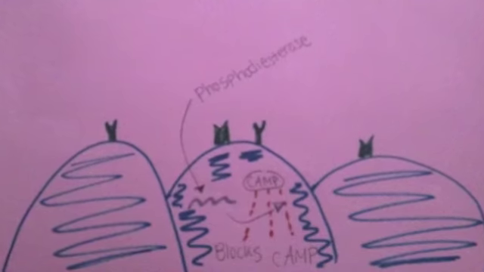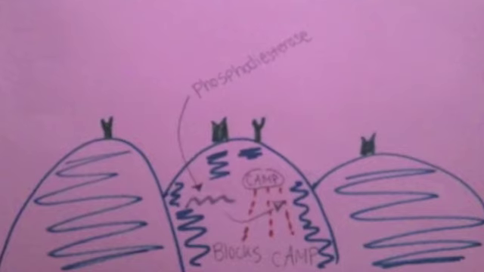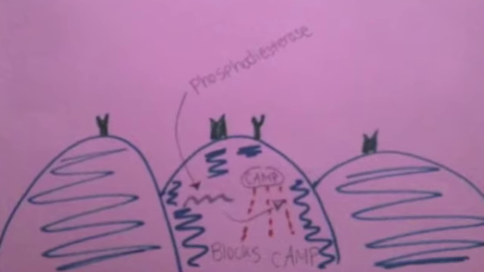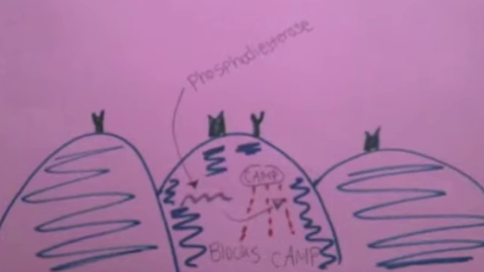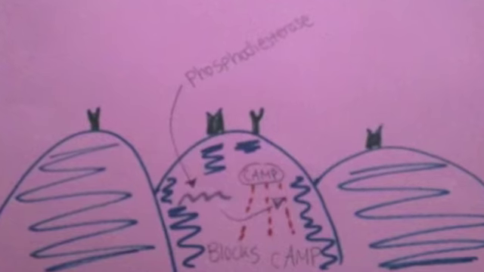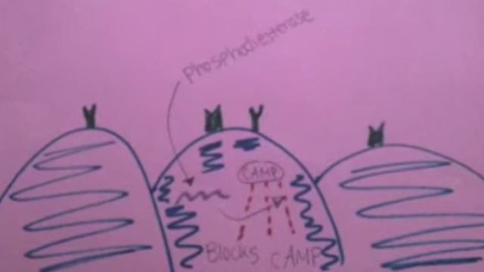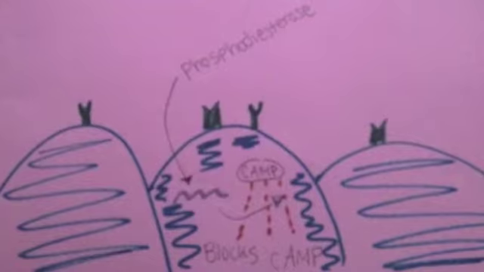When norepinephrine and epinephrine decrease, an enzyme called phosphodiesterase stops the process by turning off the cyclic AMP. This causes a decrease in heart rate, and these are considered the side effects of these hormones.